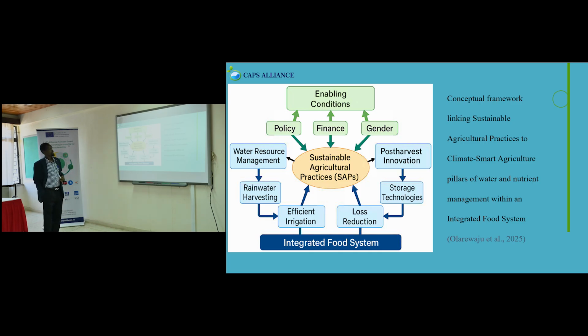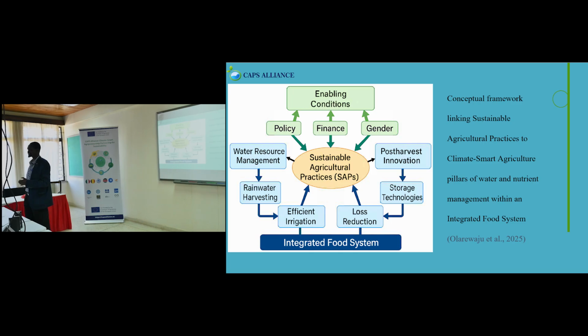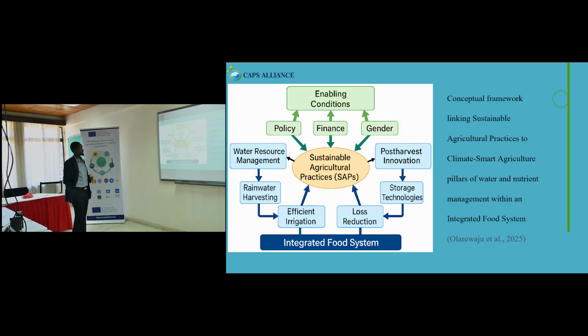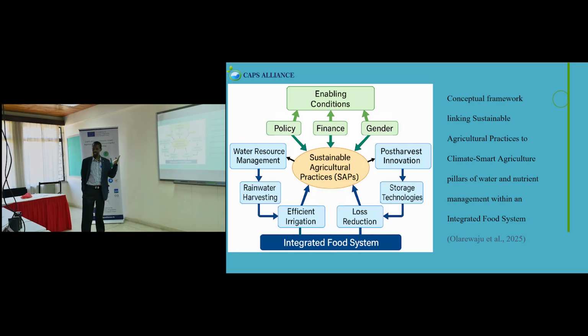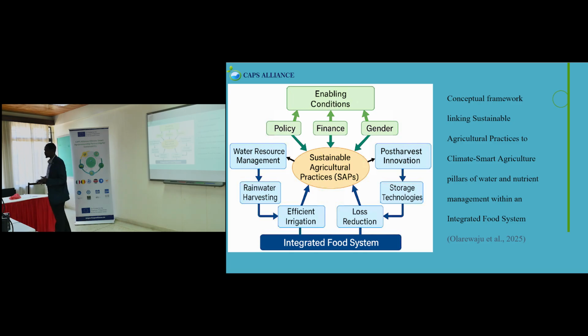First of all is enabling conditions. What are the enabling conditions for the farmer in order to actually produce sustainably? The enabling conditions are policy and finance. Policy comes from the government and from the researchers. You do research, then you take it to the government, and then they give us policy. They give us boundaries on what we need to do.